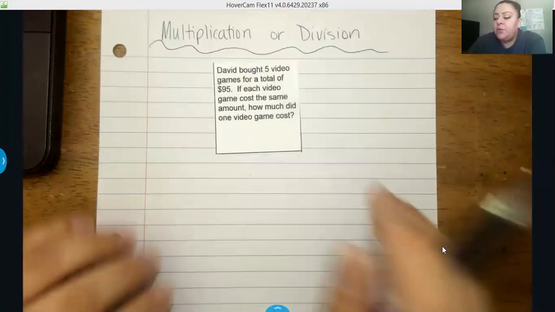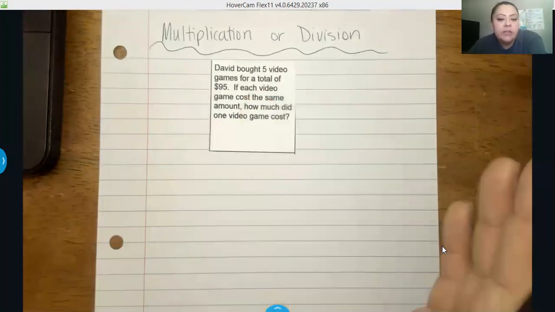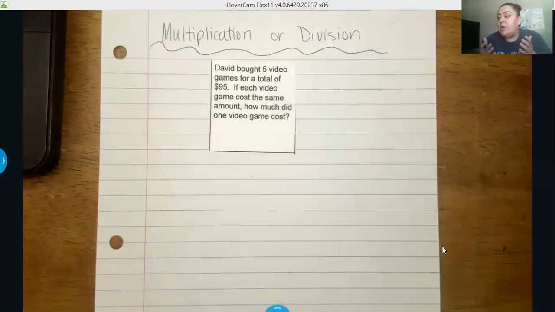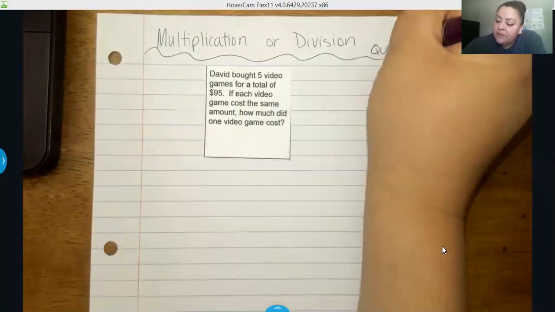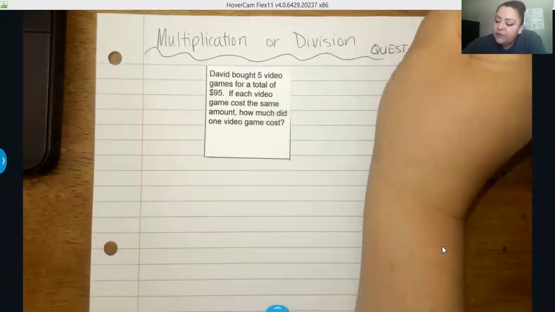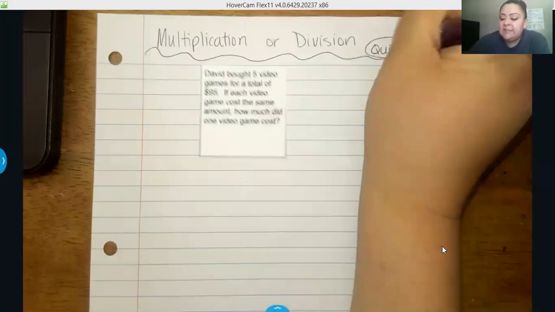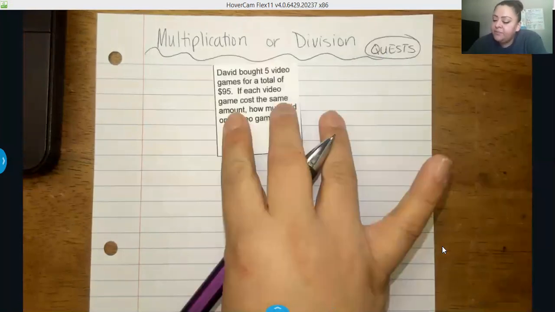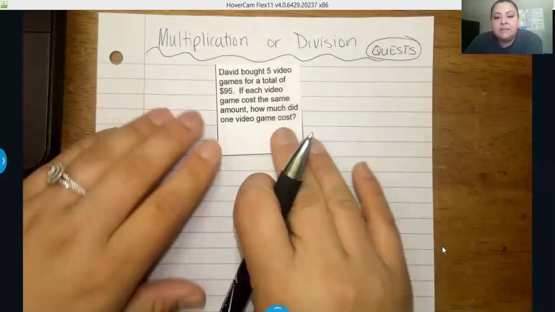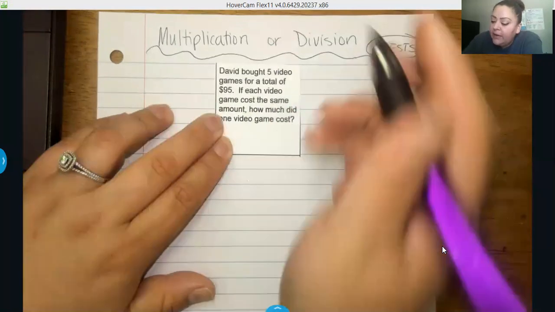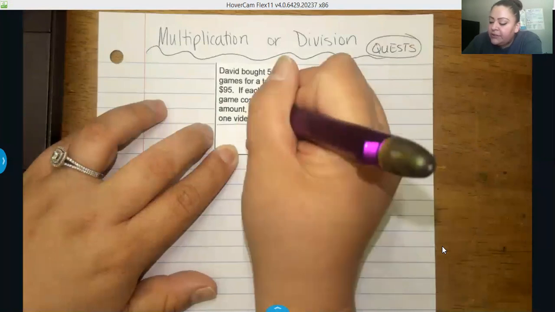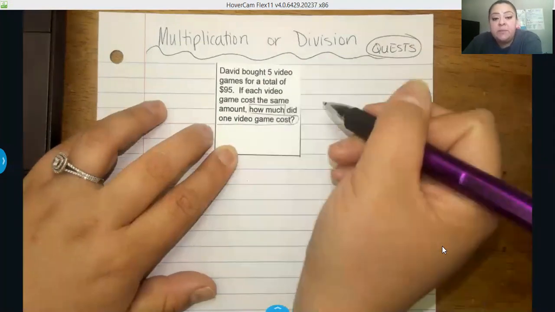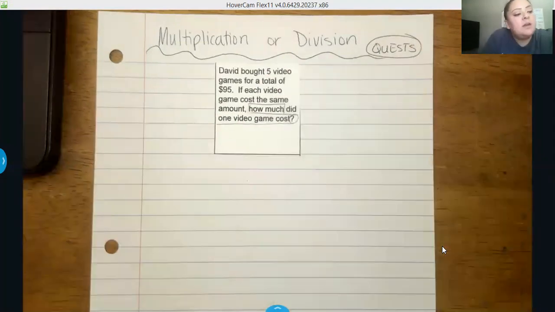So we're going to work this out and look at clue words. First of all, I have a word problem, which means the first thing I'm going to do, I'm going to put this over here in the corner, is quest. Okay. So if I'm looking at this, I'm circling this, underlining back to my question words, which is how much. So how much did one video game cost?